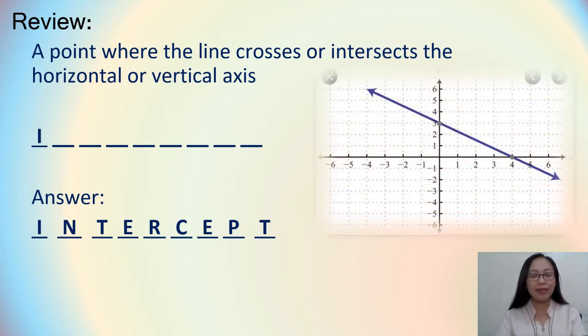Just to have a recall of this term, we have here a Cartesian plane and we have this graph of a line. This point here, the red point, is what you call the x-intercept. It is the point where the graph crosses the x-axis. And you also have here the green point, which is the y-intercept. This is the point where the graph crosses the y-axis. So that's it for your recall.